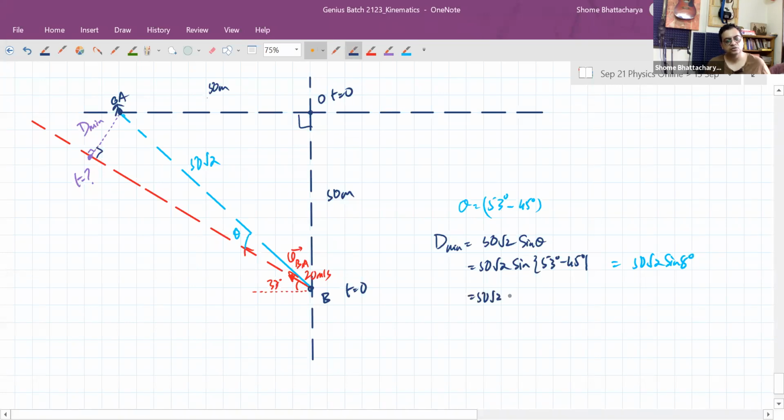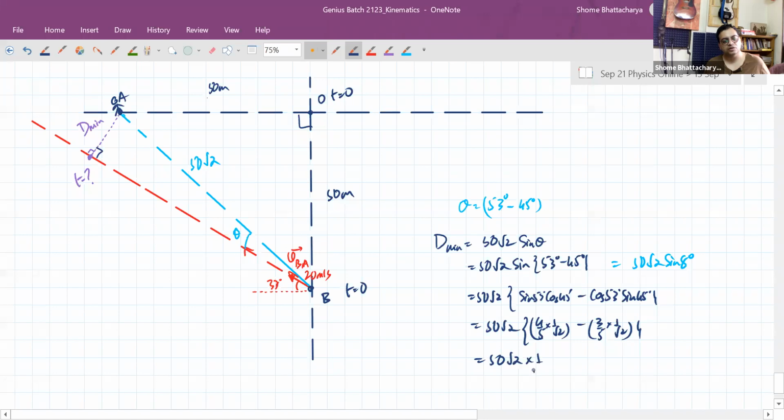So it is 50 root 2 sine 53 cos 45 minus cos 53 sine 45. This will be the easier way of calculating it. So 50 root 2 into 4 by 5 into 1 by root 2. Ultimately, you see it's not a tedious calculation. It's quite a simple calculation. So 50 root 2 into, take the 1 by root 2 outside, take the 1 by 5 also outside, we are left with 4 minus 3. The answer is very simple actually, it's 10 meters. So the closest they come to is 10 meters.